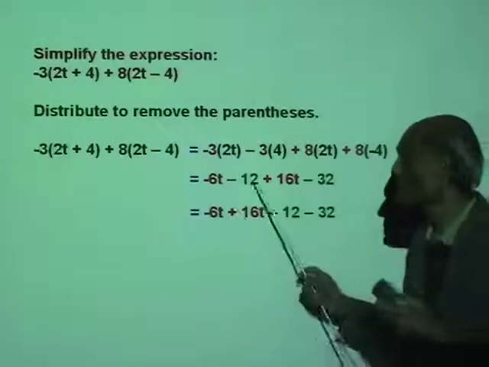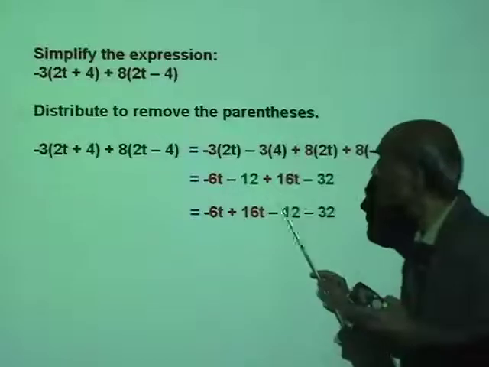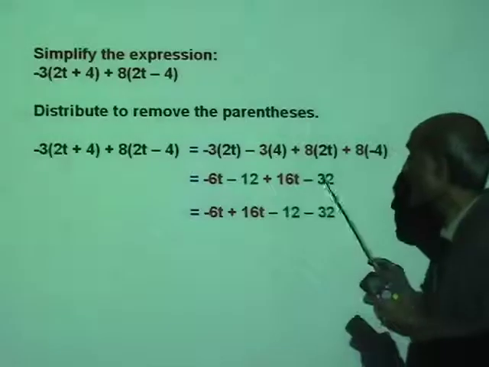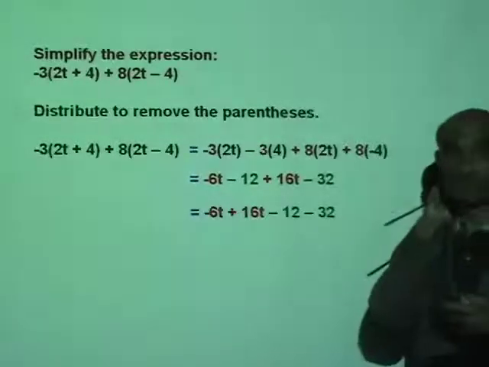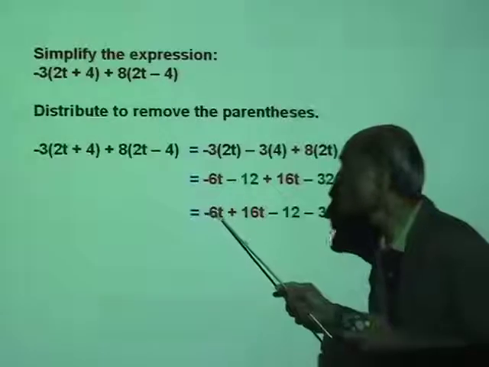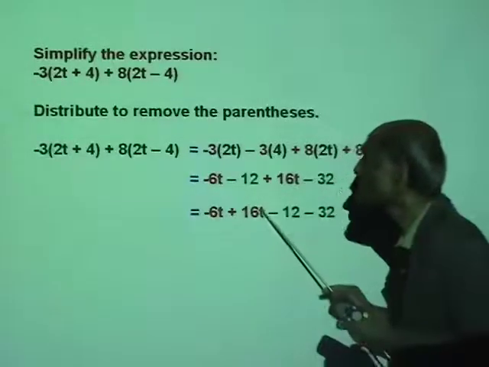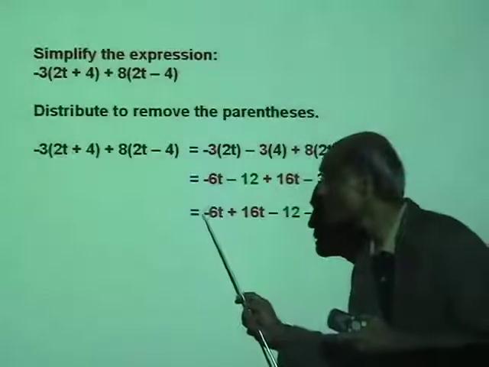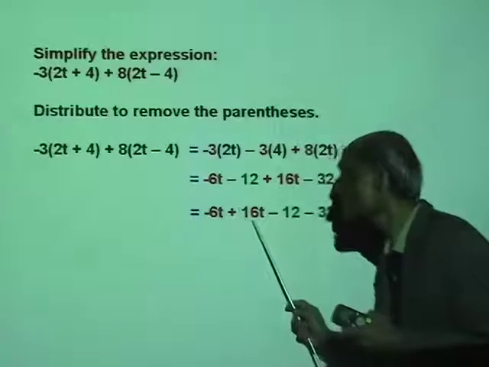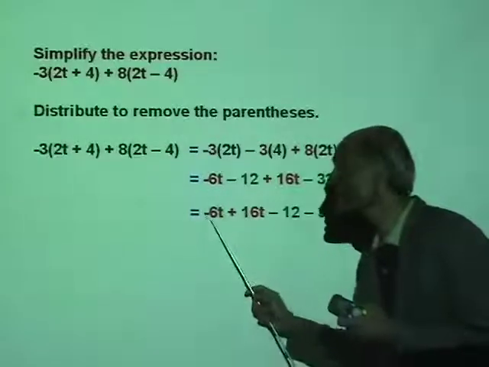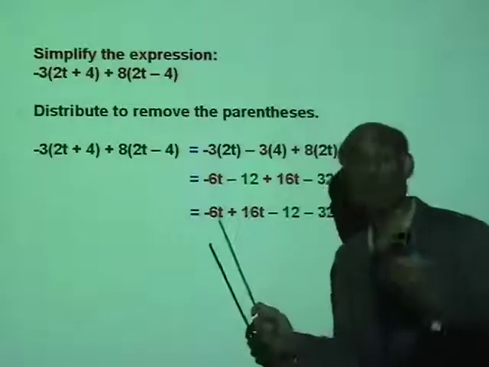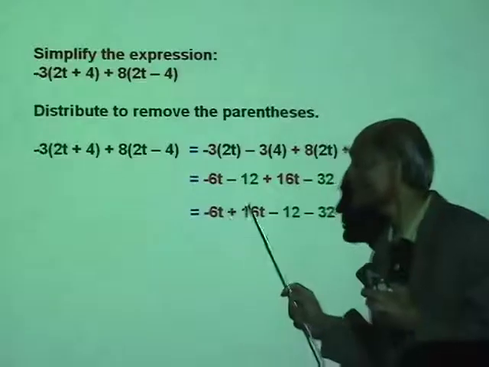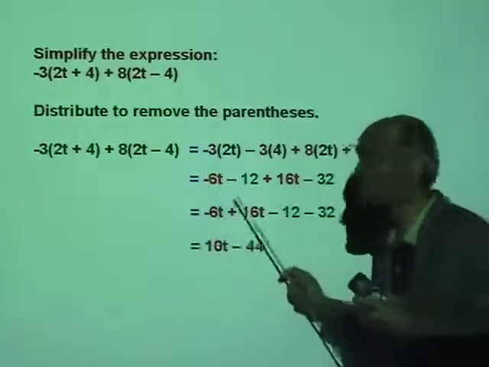Now we combine them. So combine negative 6t plus 16t, t's together, minus 12 minus 32. Alright, tell me, what is negative 6t plus 16t? All you need to do is add the coefficients. What is negative 6 plus 16? Negative 6 plus 16 is positive 10. Therefore, negative 6t plus 16t is positive 10t.